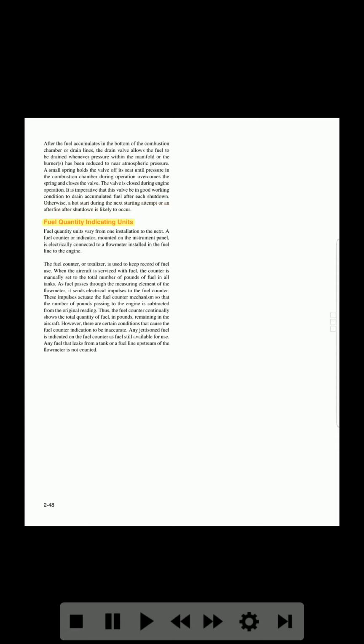Fuel quantity indicating units. Fuel quantity units vary from one installation to the next. A fuel counter or indicator, mounted on the instrument panel, is electrically connected to a flowmeter installed in the fuel line to the engine. The fuel counter, or totalizer, is used to keep record of fuel use. When the aircraft is serviced with fuel, the counter is manually set to the total number of pounds of fuel in all tanks. As fuel passes through the measuring element of the flowmeter, it sends electrical impulses to the fuel counter. These impulses actuate the fuel counter mechanism so that the number of pounds passing to the engine is subtracted from the original reading. Thus, the fuel counter continually shows the total quantity of fuel, in pounds, remaining in the aircraft.